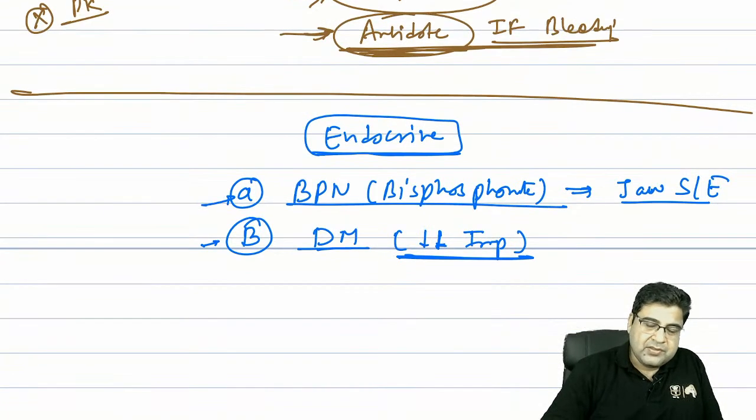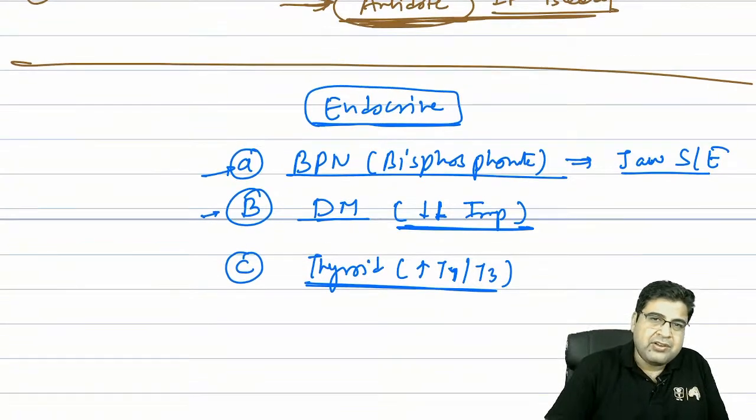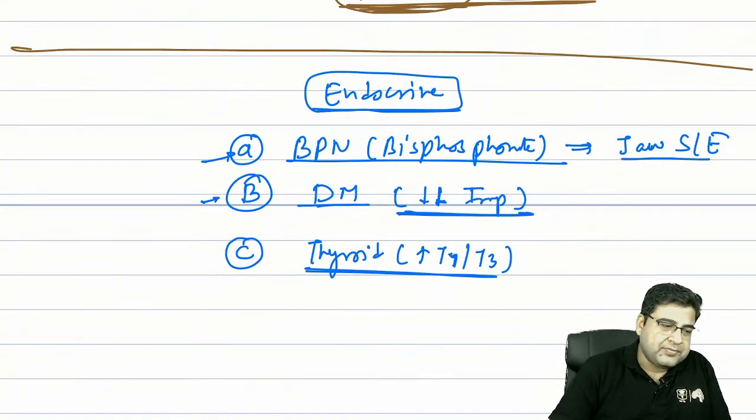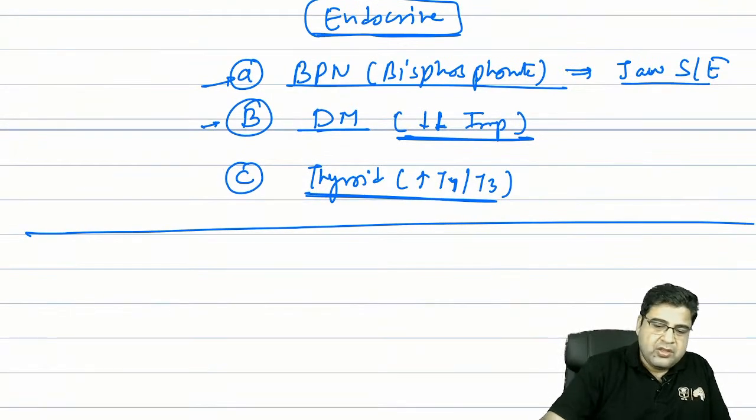Bisphosphonate can be asked. Yes, one topic is thyroid. Drugs for hyperthyroidism you can read, but it's not a very important topic. Yes, bisphosphonates can cause osteonecrosis of the jaw. Right?